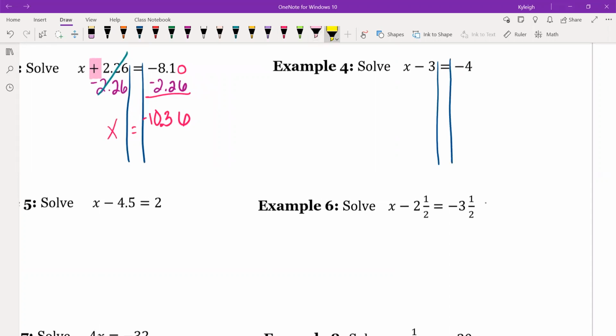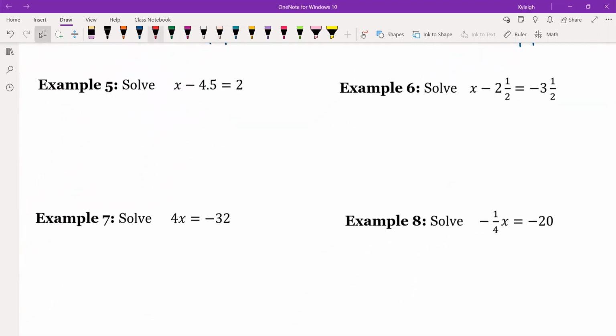Looking at example 4, again, first step, draw the river. Identify the operation. This is subtraction. The opposite of subtraction is adding. What we do to one side, we do to the other. The 3's cancel. We're left with x equals, what's negative 4 plus 3? Negative 4 plus 3 is negative 1.